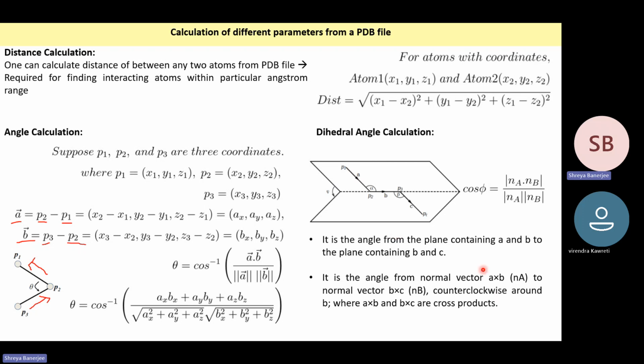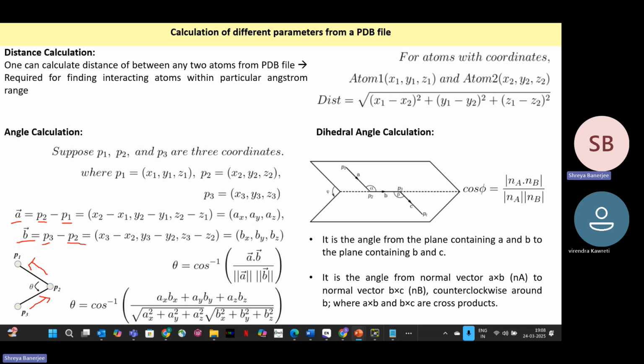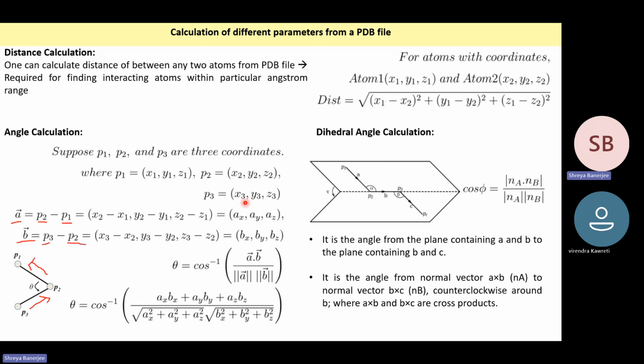We will first take the cross product of A cross B and the cross product of B cross C. These new vectors, A cross B will be called NA, and B cross C will be called NB. If we put NA and NB in this formula, we can find the dihedral angle between 4 atoms if the XYZ coordinates are known. So if the XYZ coordinates of the atoms are known, which is the information we get from PDB files, we can find the distance between the atoms, the angle between the atoms, and the dihedral angle also.